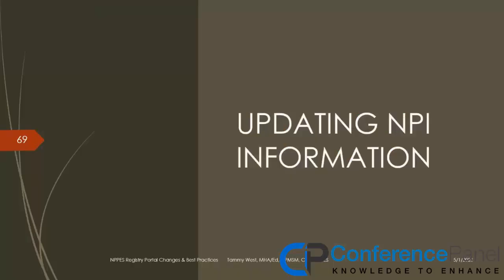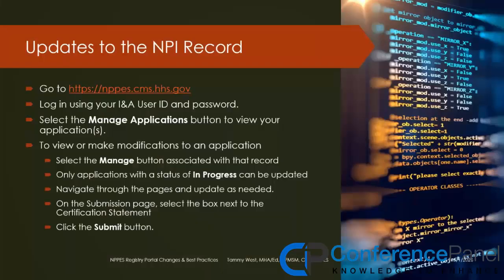To make updates to the NPI record, you would go to the NPPES website. You're going to log into your I&A using your user ID and password. You're going to select the Manage Applications button to view your application. Or if you want to view or make modifications to an application, select the Manage button associated with that record.